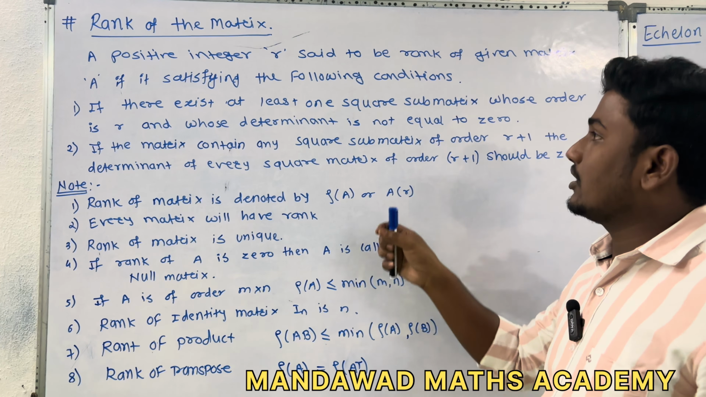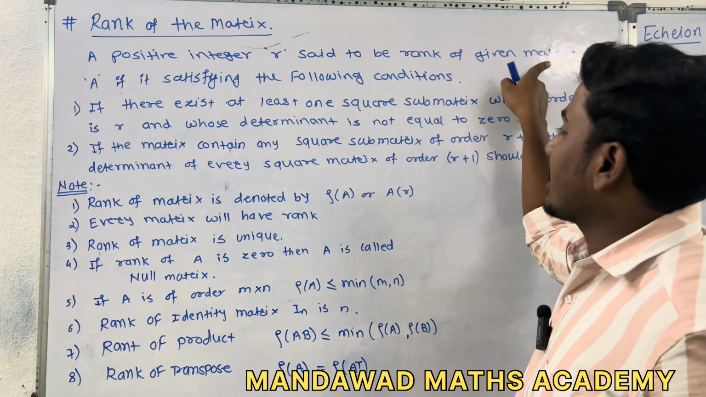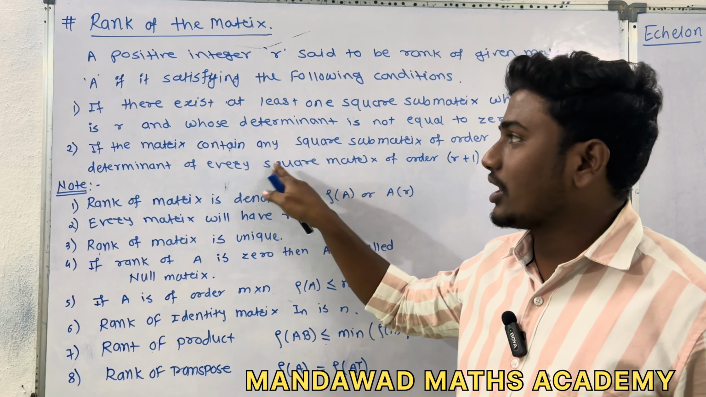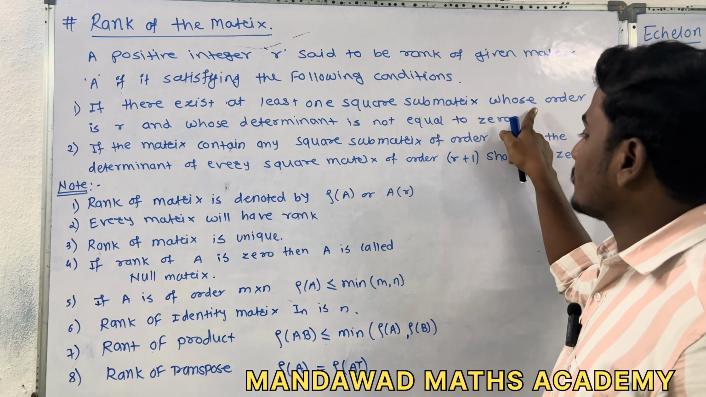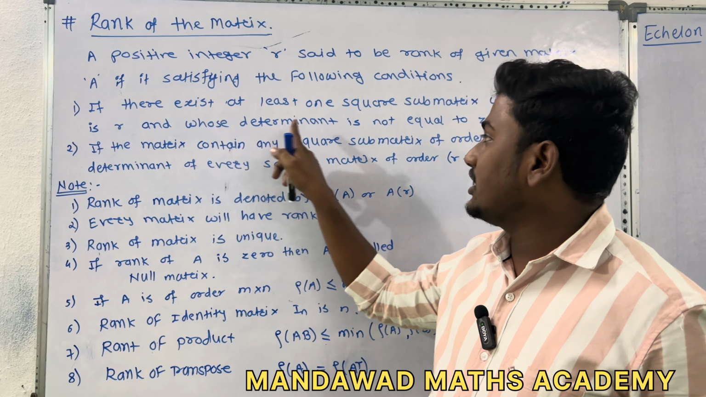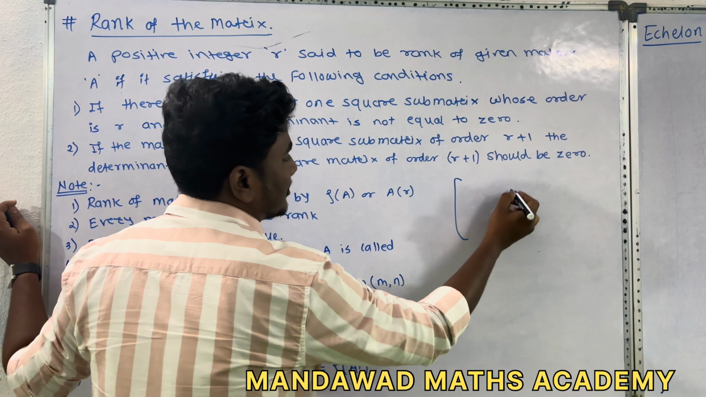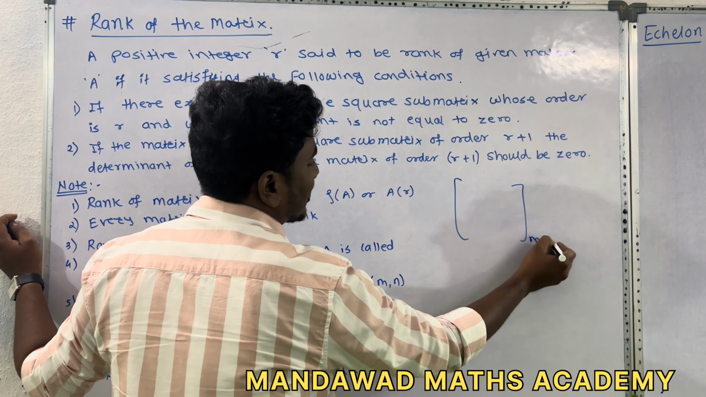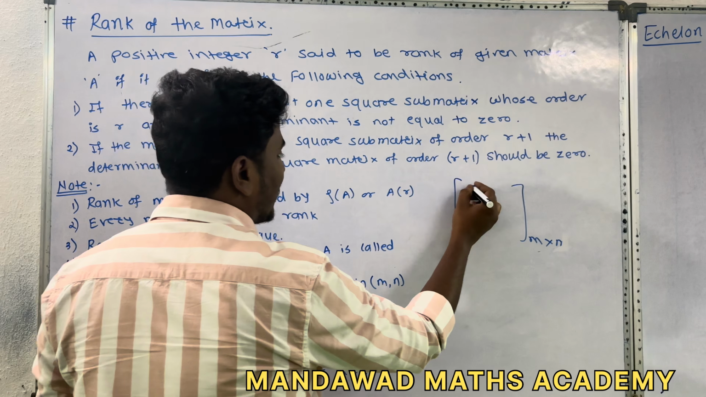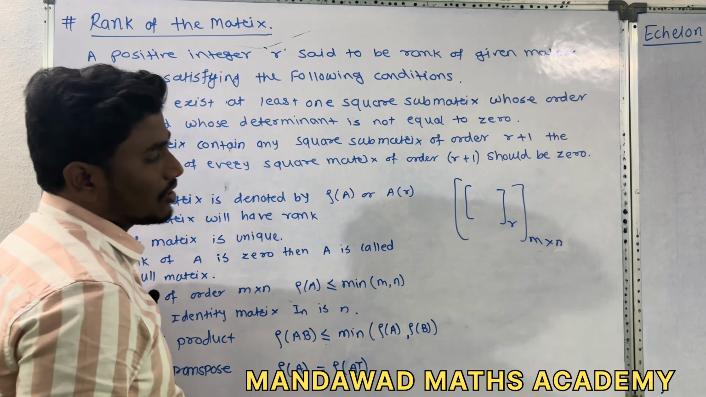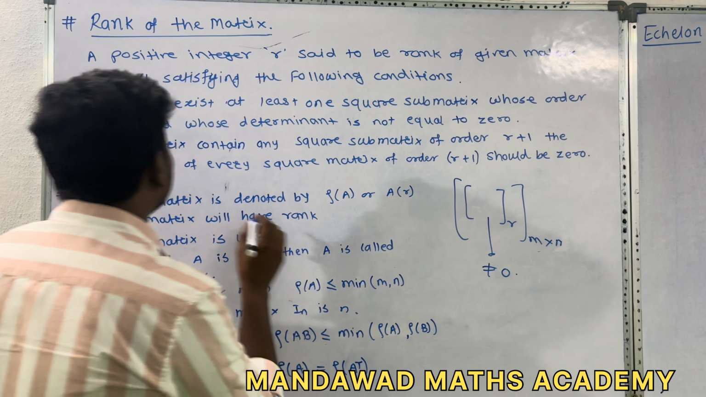So let us consider, suppose a positive integer r is said to be the rank of a matrix if it satisfies these two conditions. First condition: there exists at least one square submatrix whose order is r and whose determinant is not equal to 0. This is very important. Suppose we are given one matrix of order m cross n. So there exists one submatrix whose order is r, and the determinant of this matrix is not equal to 0. So this is the first condition.